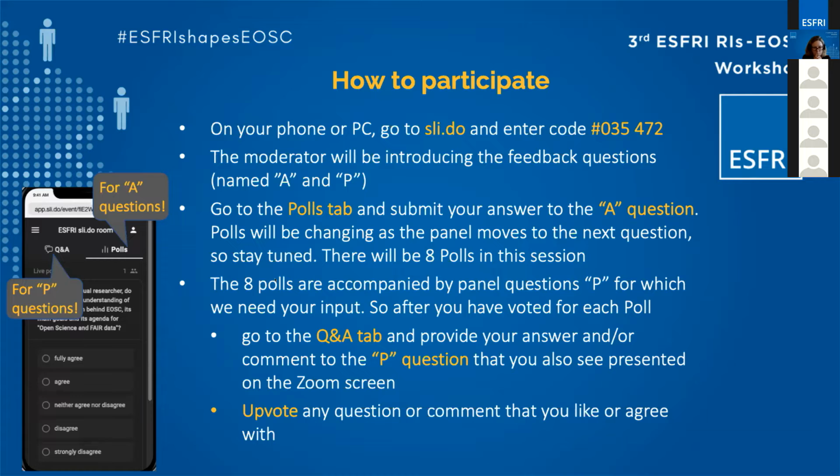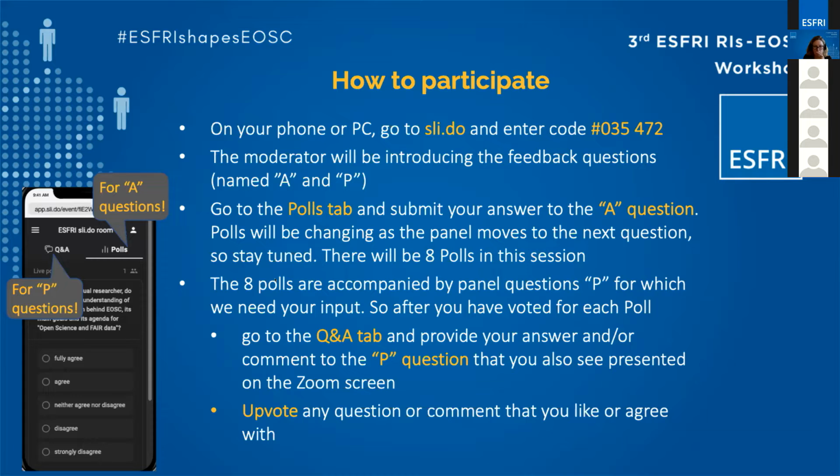Then there are two parts in this session. One with predefined questions and polls. These are also available on the website in the program tab. You can read all of them there. And there is also another part of this session afterwards with open questions from the audience.